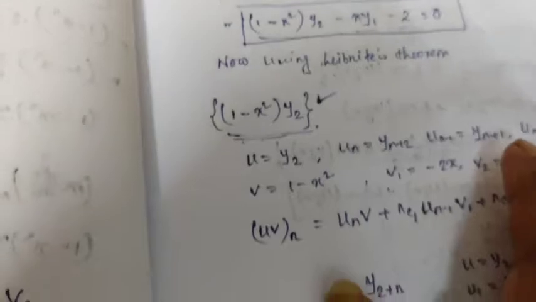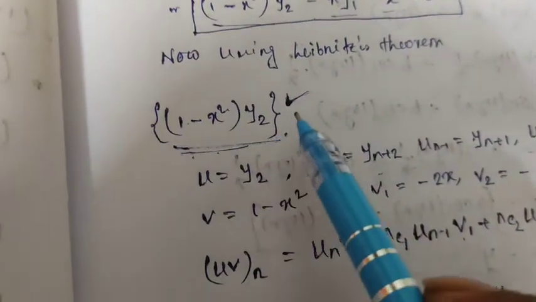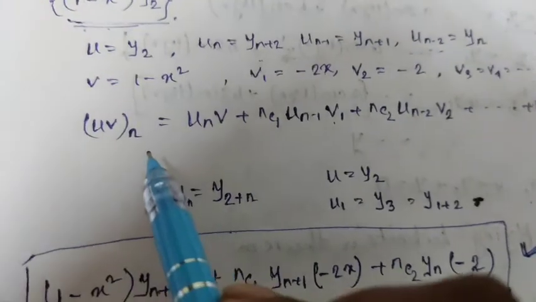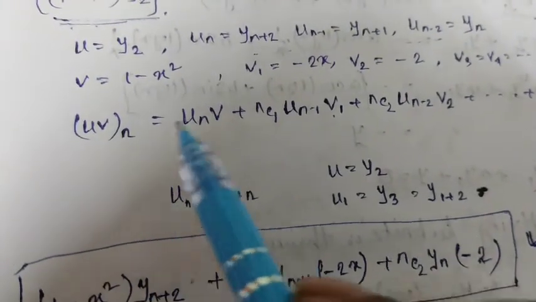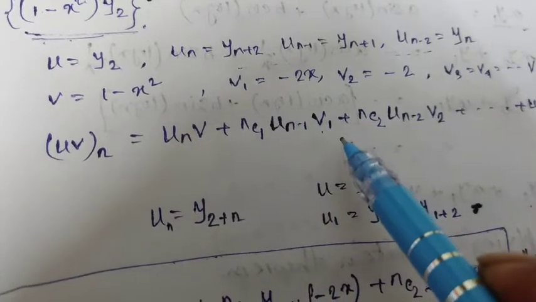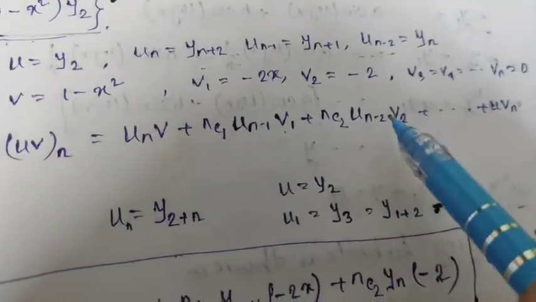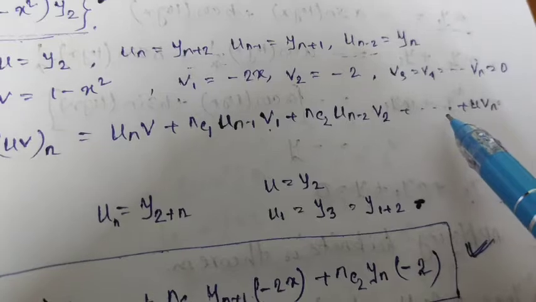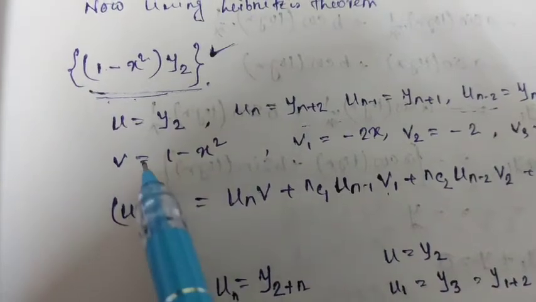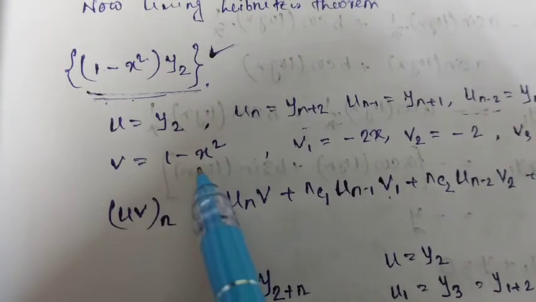Now let's see, 1 minus x square y2. We know that the Leibniz theorem states that (uv)n is equal to unv plus nC1 un−1 v1 plus nC2 un−2 v2 plus dot dot plus uvn. So here we choose u is equal to y2 and v is equal to 1 minus x square.